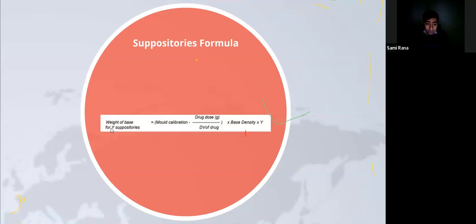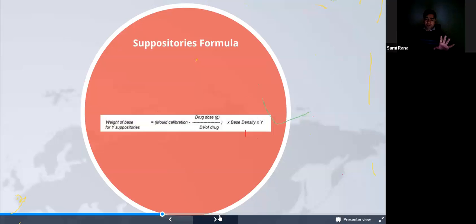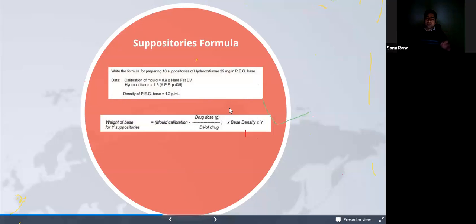That is, weight of base for Y number of suppositories is equal to (mold calibration minus drug dose divided by displacement value of drug) multiplied by base density, where Y is the number of suppositories. So you need to memorize this formula. This part is in brackets and there is a minus sign, not a multiply sign, in here. Just memorize this formula, and how these questions are going to be solved, everything will be given to you in the question.